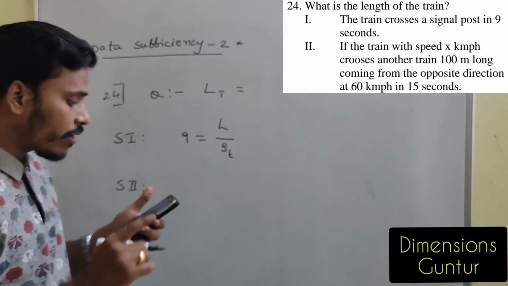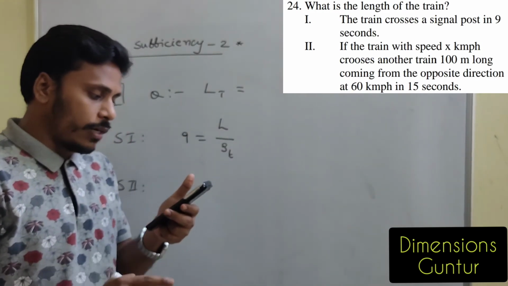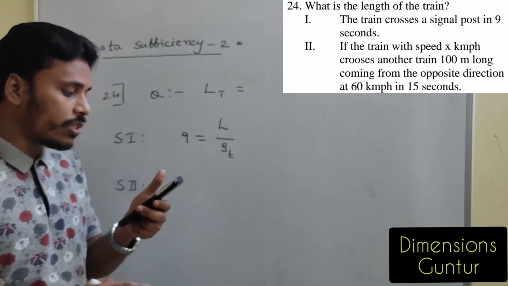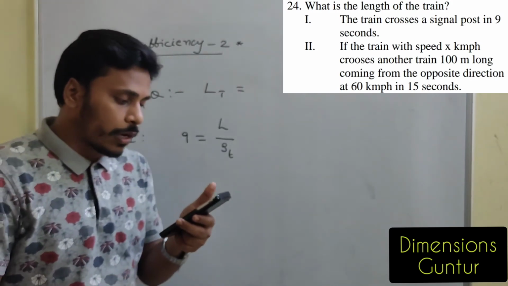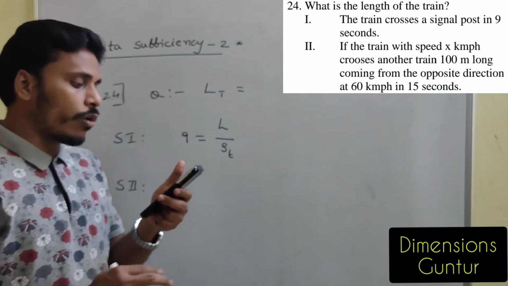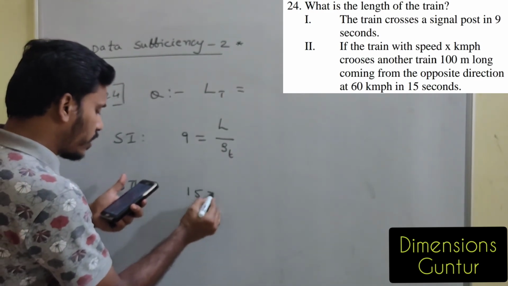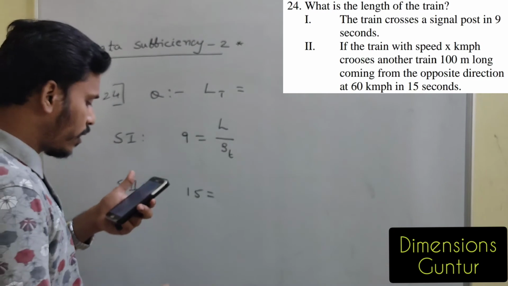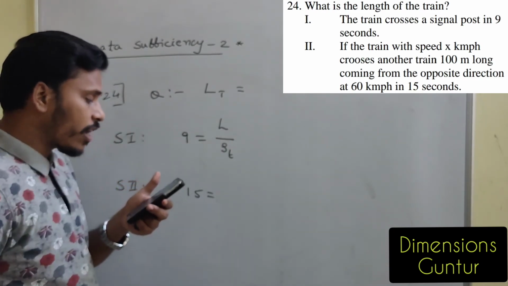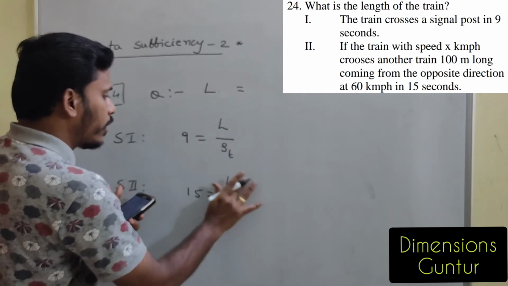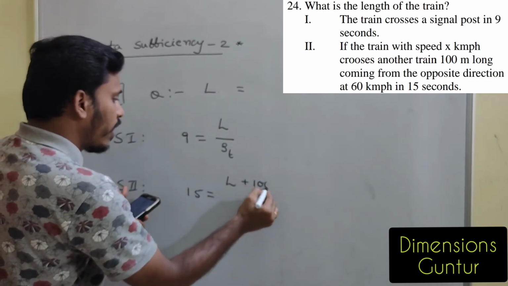Statement 2: if the train with a speed x kilometers per hour crosses another train 100 meters long coming from the opposite direction at 60 kilometers per hour in 15 seconds. See, two trains are moving, and the time is 15 seconds. The two trains are crossing one another. Another train's length is given as 100. The first train's length we don't know, so take it as L, plus the other train's length, 100.